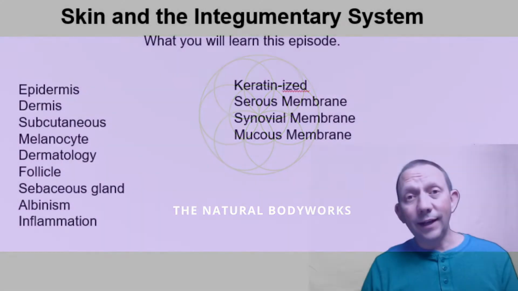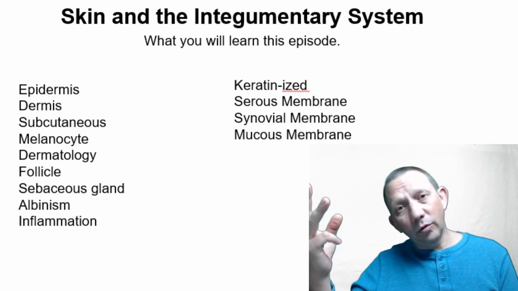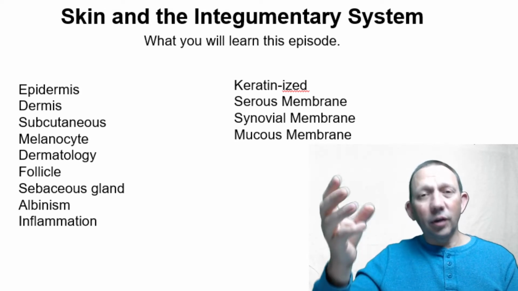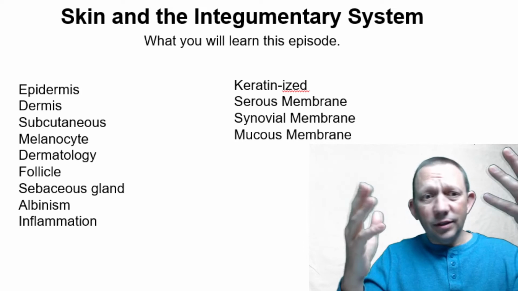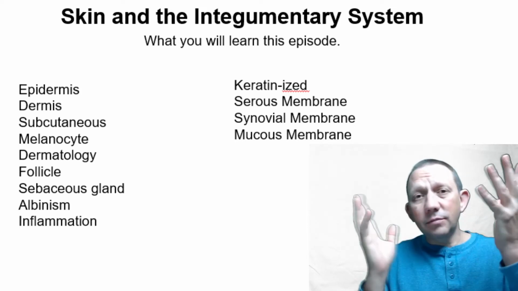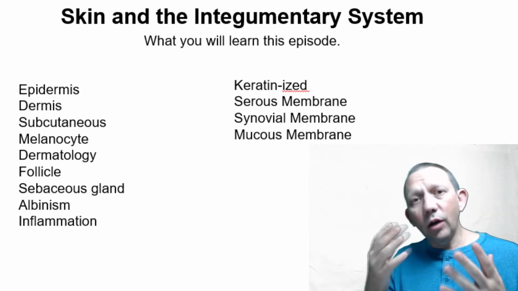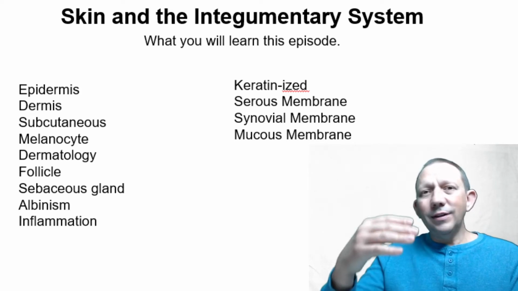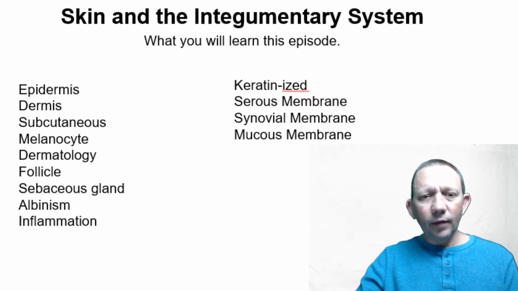So this is what you're going to learn today. The epidermis, dermis, subcutaneous or subdermal, whatever you want to call it. Melanocytes, what dermatology is, what a follicle is, how they work, sebaceous glands, albinism. Albinism, it's being overly no color in the skin. We'll talk about how color works and why it works. We'll talk about inflammation of the skin. We'll also talk about what keratin is and how one becomes keratinized, serous membranes, as well as we're going to look at the mucous membranes.